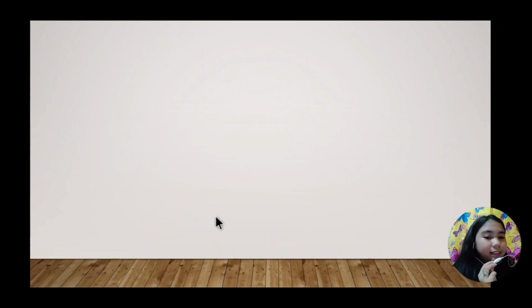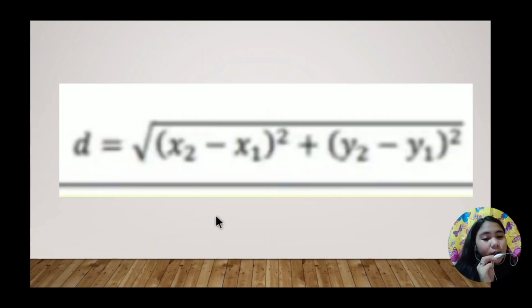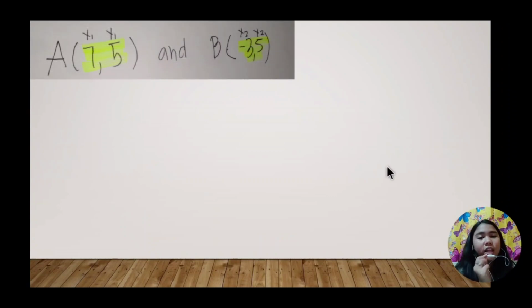The formula we mentioned earlier is d equals the square root of (x2 minus x1) raised to the power of 2 plus (y2 minus y1) raised to the power of 2. So guys, this is our given for number 1. For A it is positive 7 and positive 5, and for B it is negative 3 and positive 5.